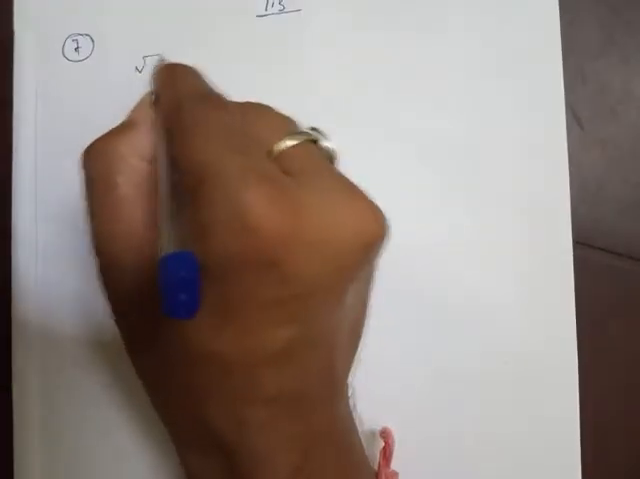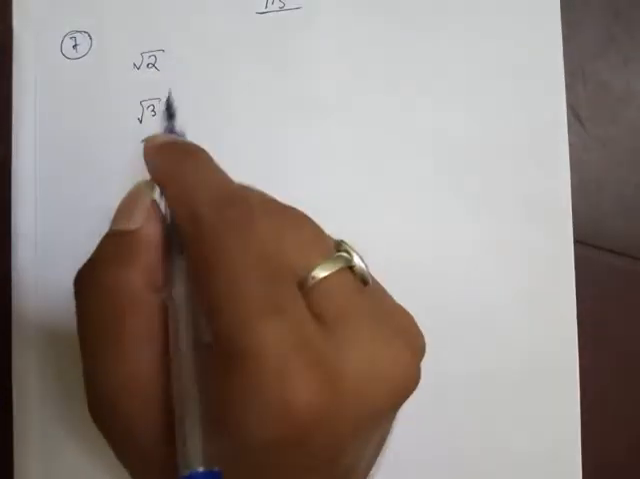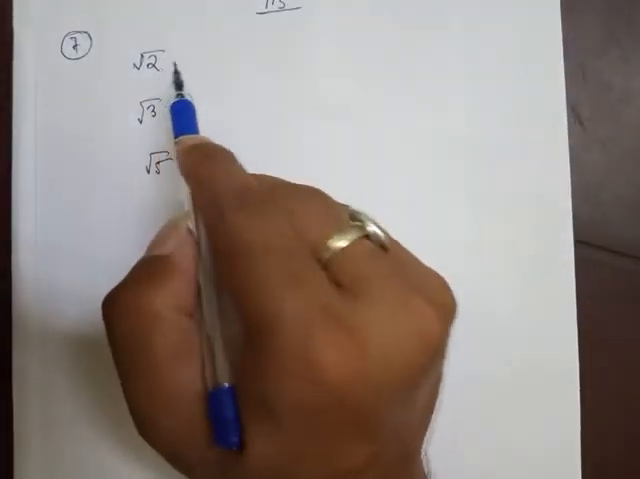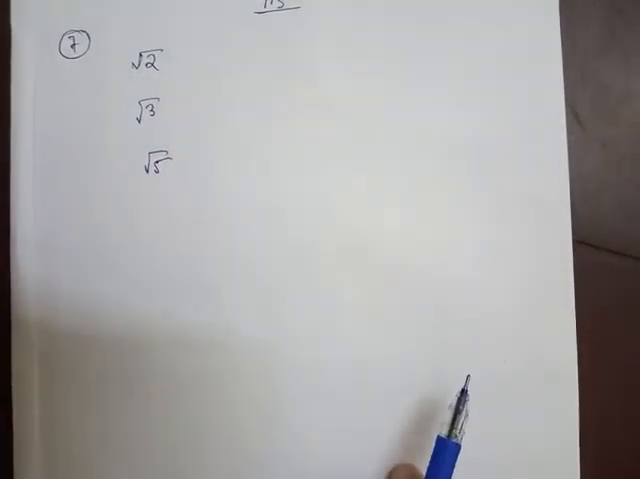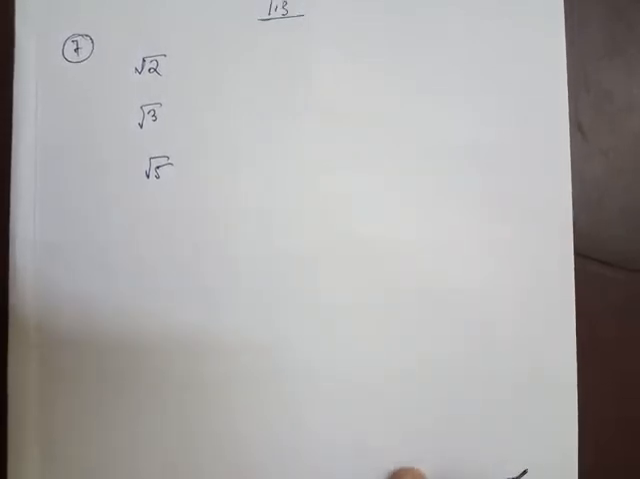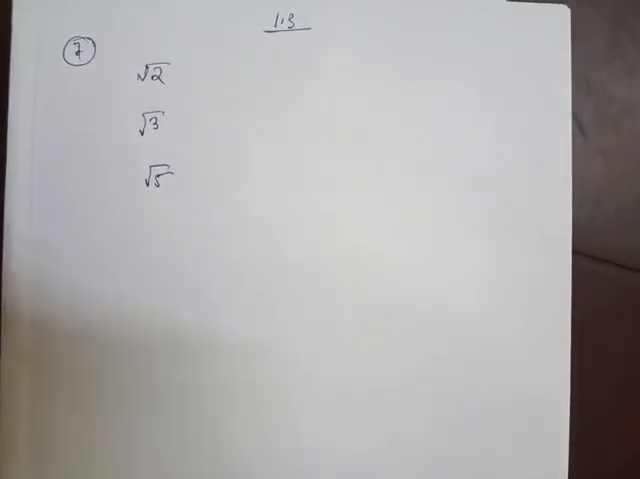Students, now 1.3 question number 7. The 3 numbers are, first one I am writing root 2, second one I am writing root 3, and third one I am writing root 5. Now look student, root 2 is a non-terminating and non-recurring number, same root 3 also, root 5 also. Maybe you have heard this one because I already told it in the class.